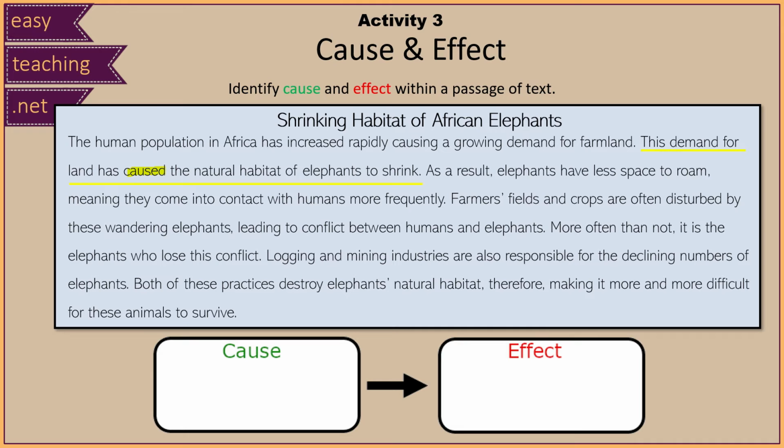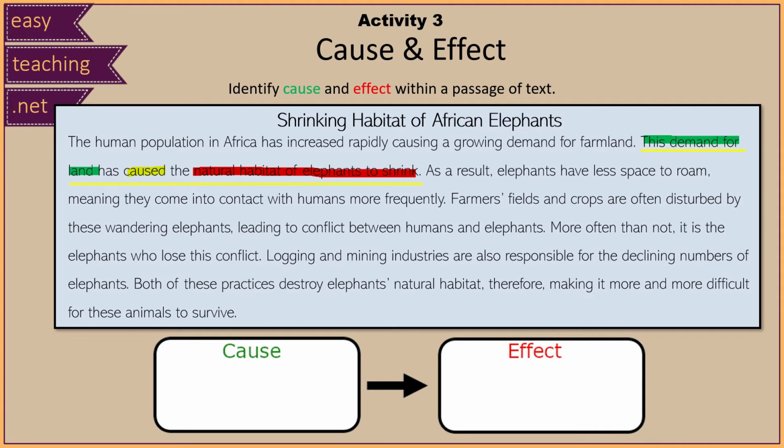What is happening first? The demand for land or the habitat of the elephant shrinking? That's right, the demand for land comes first. This is the cause. The effect of this demand for land is the shrinking of the elephant's habitat.